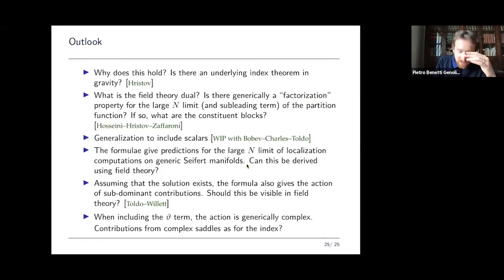So what can we do now? At the very abstract and very conceptual level, the research plan level, the question is why is this the case? Why do we have this index-theorem-like formula? Is there an actual index theorem that applies in gravity? There have been some steps done by Ristov towards this direction. And also, what is the dual picture in field theory?